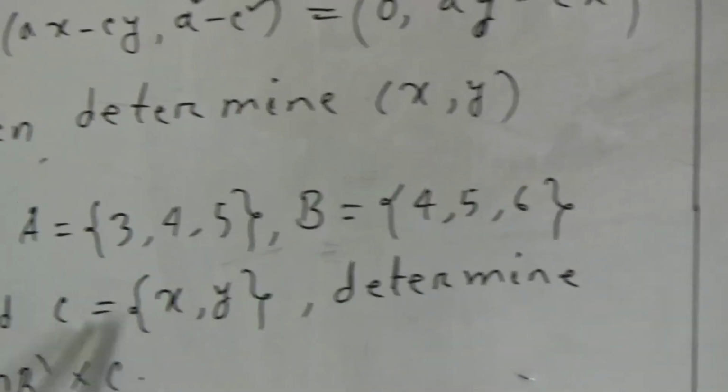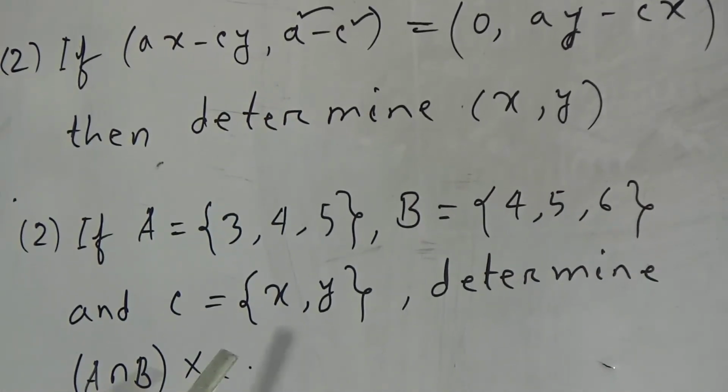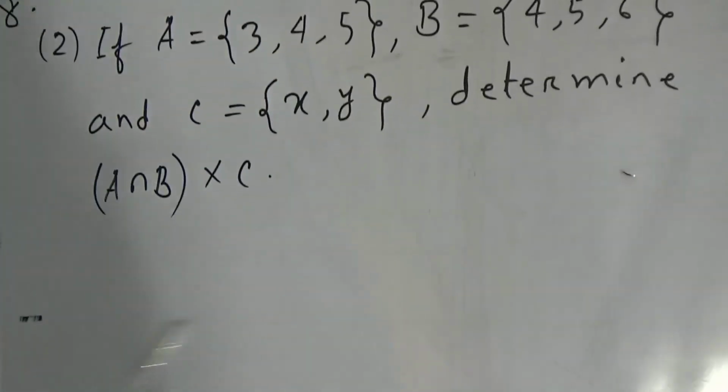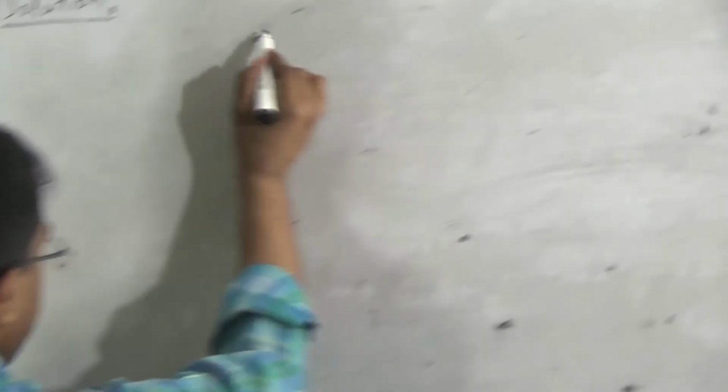Here the question is, if A equal to 3, 4, 5 and B equal to 4, 5, 6 and C equal to x comma y, determine A intersection B cross C. Dear students, at first you want to know about Cartesian product. What is Cartesian product? Now I want to discuss Cartesian product.